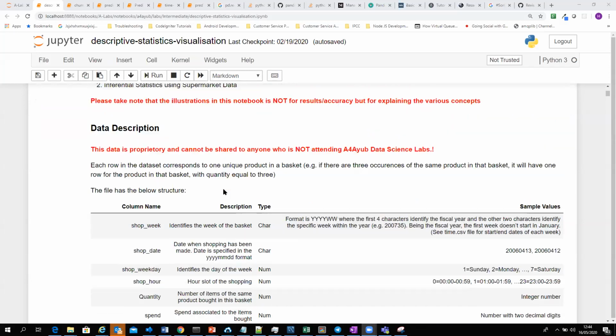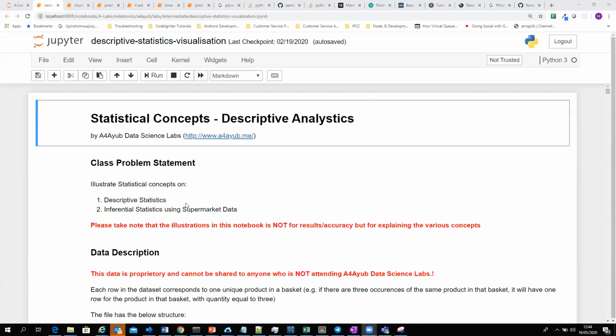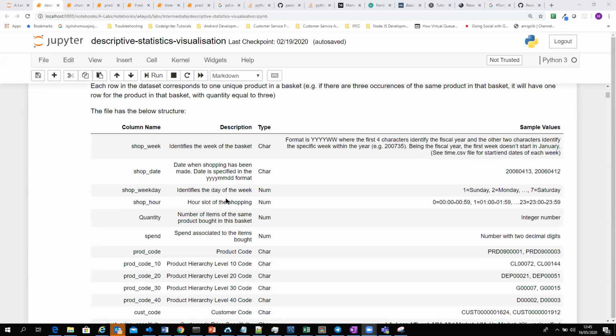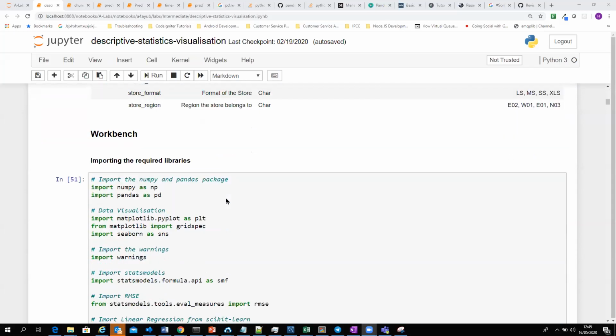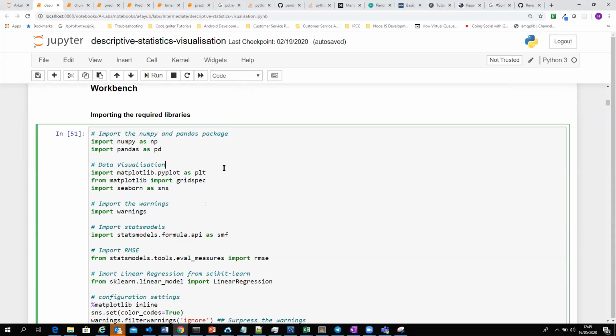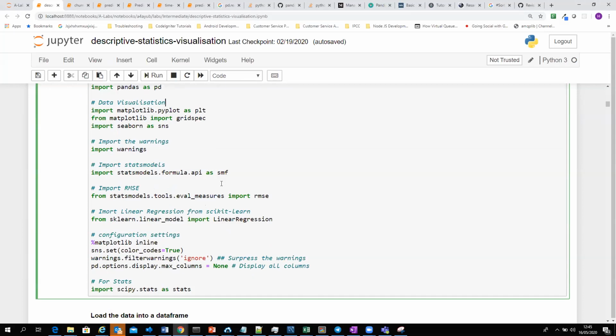So all my notebooks normally have problem statements, and then I describe the data sets, and you could practice the same thing. The first cell is where you put the libraries you're going to use. All the libraries, there are quite a number of libraries.